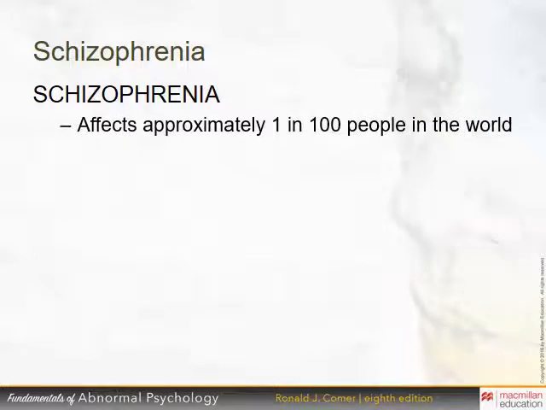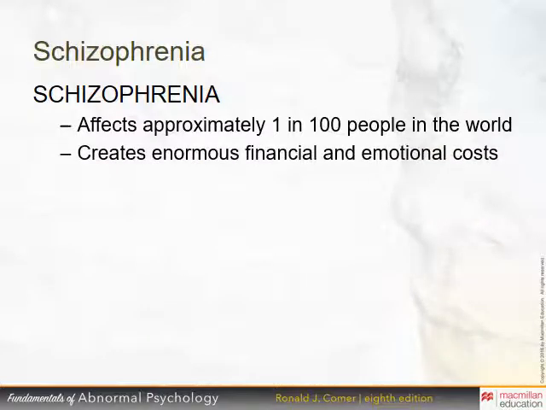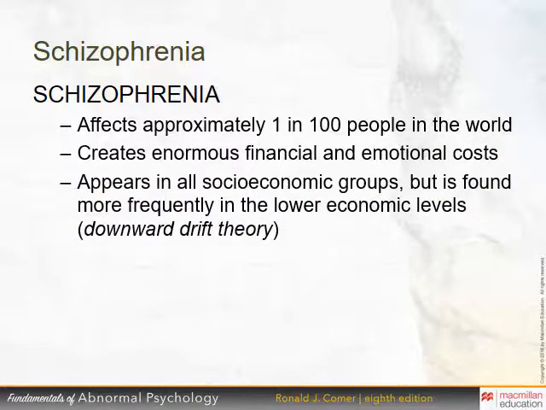So schizophrenia affects approximately 1 in 100 people in the world. It creates enormous financial and emotional costs, and it appears in all socioeconomic groups, but it is found more frequently in the lower economic levels. And the downward drift theory is the idea that it could be the socioeconomic conditions themselves that are contributing to the schizophrenic symptoms, or vice versa.